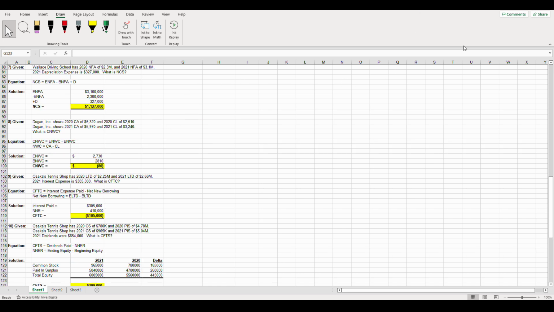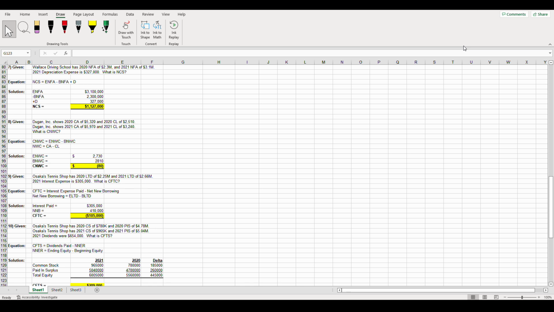In problem 2.7, we have Wallace Driving School with 2020 net fixed assets of $2.3 million, 2021 net fixed assets of $3.1 million. So 2021 would be your ending values, and 2020 would be your beginning values. Your 2021 depreciation expense is given at $327,000. What is net capital spending? NCS. The formula for NCS is: NCS equals ending net fixed assets minus beginning net fixed assets plus depreciation.